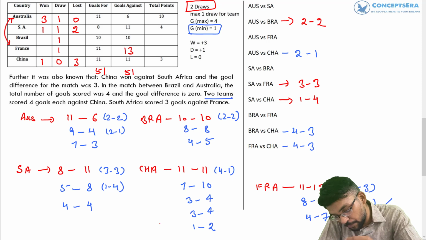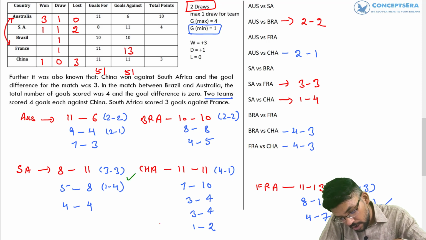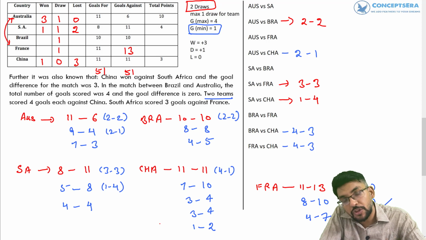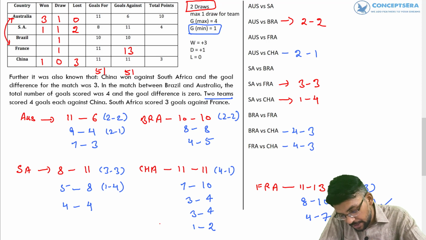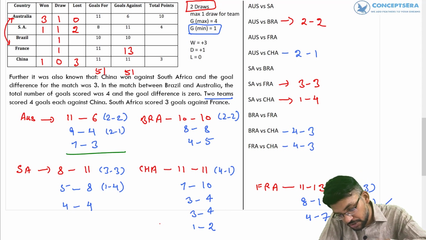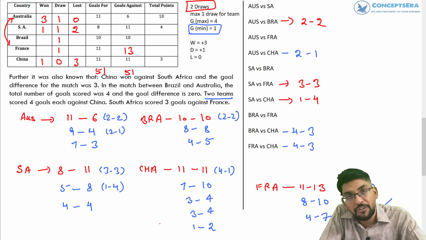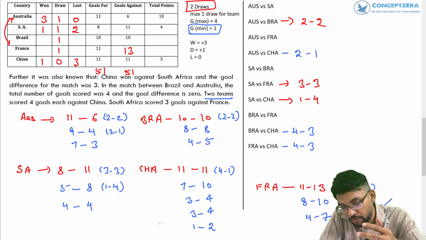So we can fix from here, there is a draw, there is a loss, but there is no win. So in the goal line of 4-4, there has to be 1 win and 1 loss. And if you look at Australia here, Australia's draw is done and 1 win is done. So what is left for Australia? 2 wins are left out for Australia.